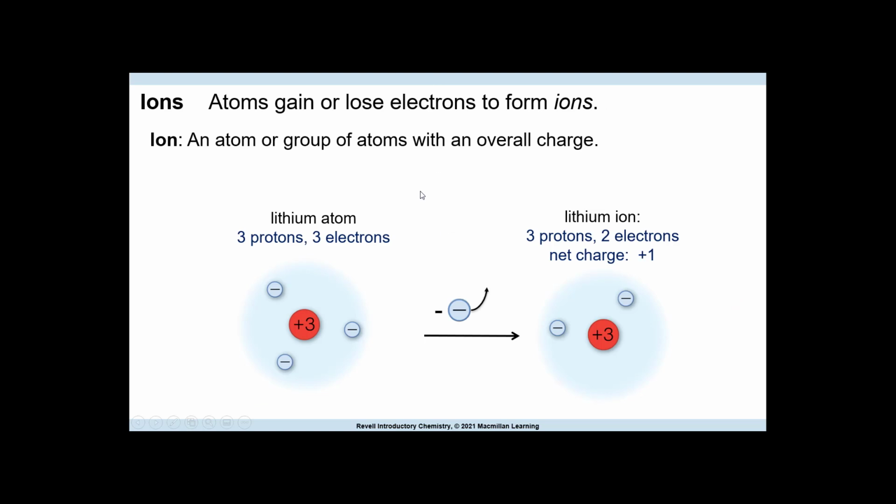So let's take a look at lithium here. Lithium is our example. It has an atomic number of 3, which means it has 3 protons, and as a neutral atom, it has 3 electrons. But what if we pulled one of the electrons away? Now we have an imbalance, and that imbalance determines what charge we have. We have 3 protons but only 2 electrons. That means 2 of the electrons can cancel out 2 of the protons, but we still have 1 leftover proton, and that gives us a net charge of +1.